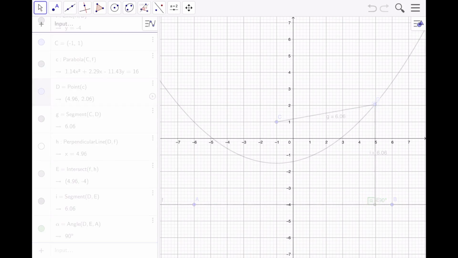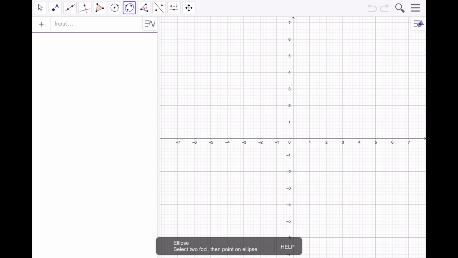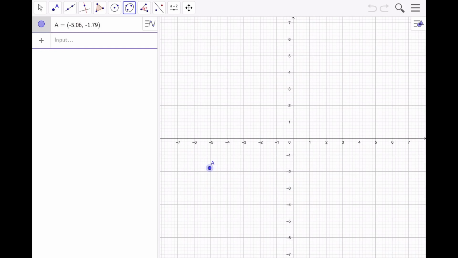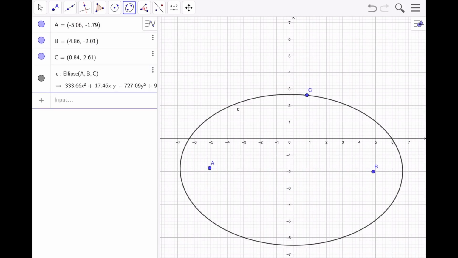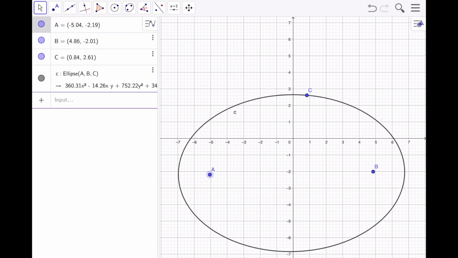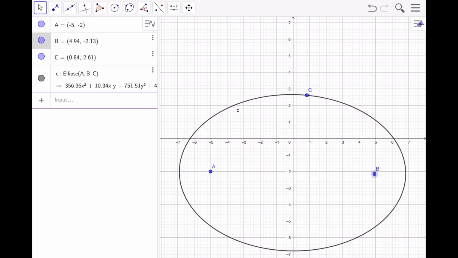the ellipse. All right, for the ellipse, it just asks us to put two dots, each of which is a focus. Collectively, the plural form of focus is foci. So we're going to put our two dots for our foci. Let's put one here and one here, and then I'll put a third dot, which is going to be on the ellipse itself. I can actually move around these points.